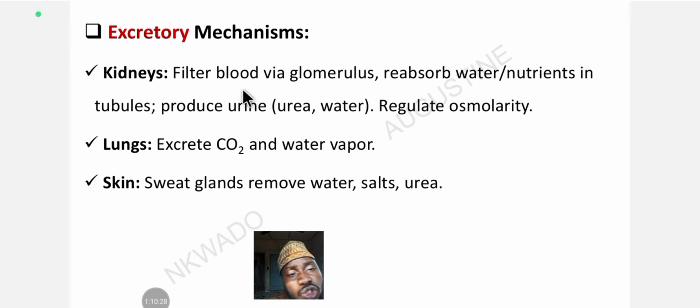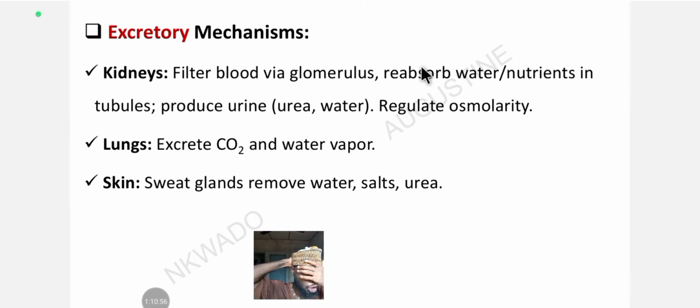Now let's look at excretory mechanisms. The kidney filters blood via the glomerulus, reabsorbs water and nutrients in the tubule, and produces urine, which is rich in urea and water. The kidney also regulates osmolarity, and it also produces hormones. All these are the functions of the kidney.